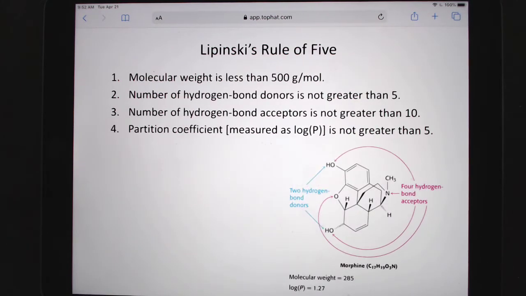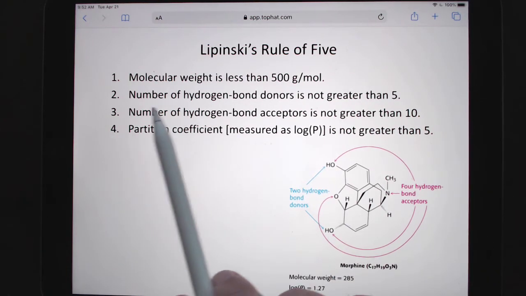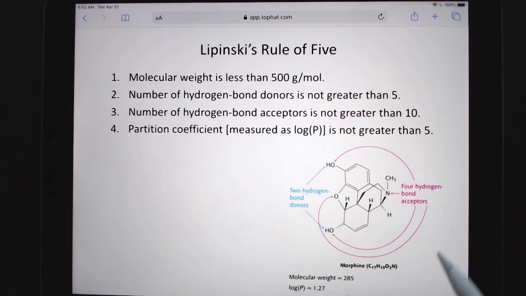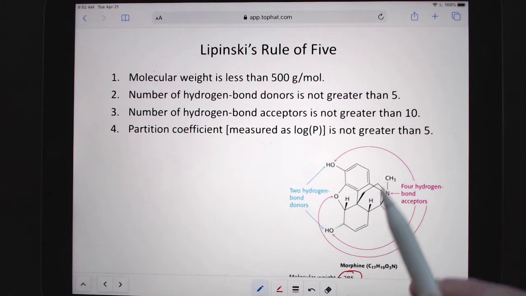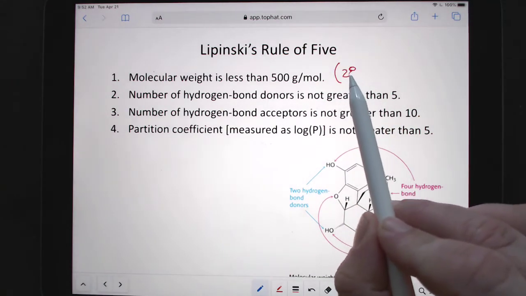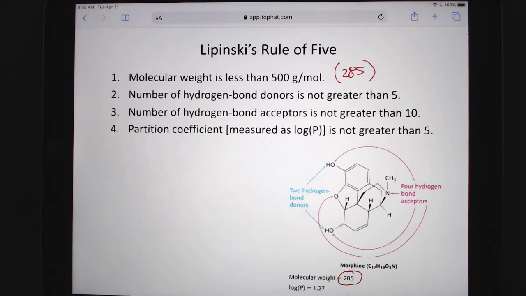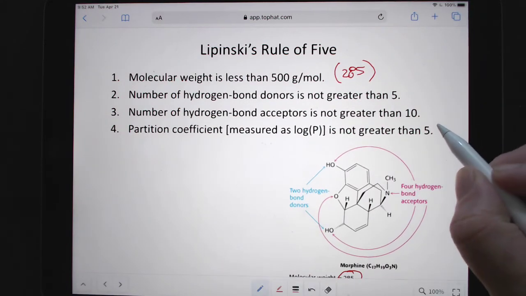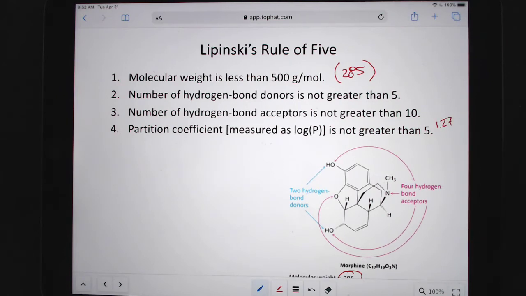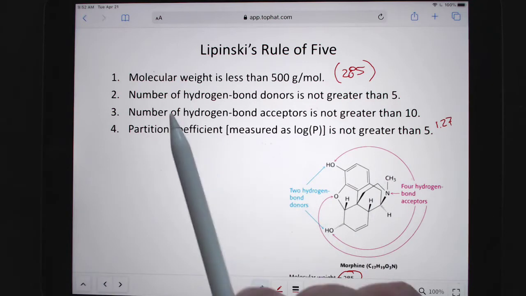Okay? And so one of the classic ones that works really well and follows this is morphine. The molecular weight is less than 500, right? So it's 285. So in this case it's 285. Okay, so you can see this. The log P down here is 1.27, right? So it's about 20 to 1. Something like that, and so not too bad.